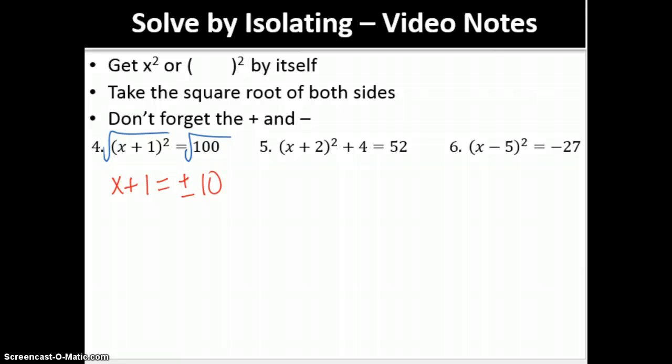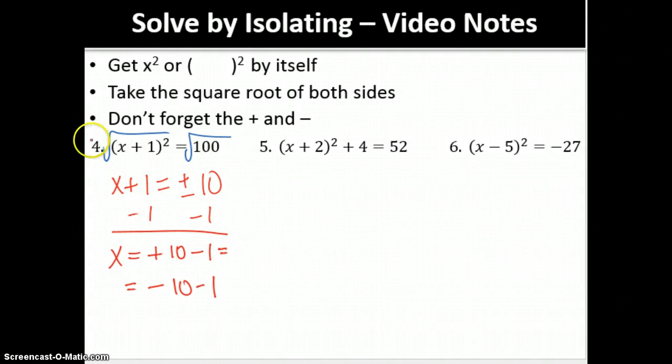Now we've got this extra step here because we haven't solved for x by itself yet. So we're going to subtract 1, so we have x equals, kind of a little mess over here, so let's write it out so that we understand it. We have positive 10 minus 1, and we have negative 10 minus 1. So we get 9 and negative 11. X equals 9 and negative 11.